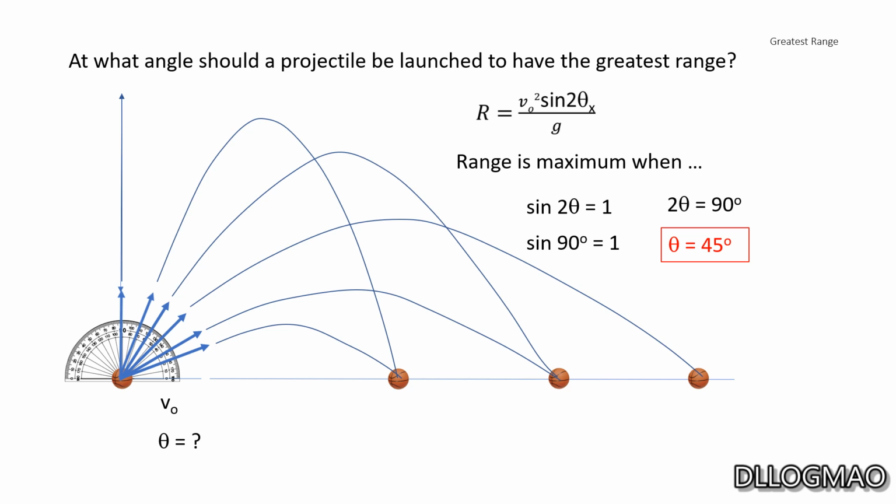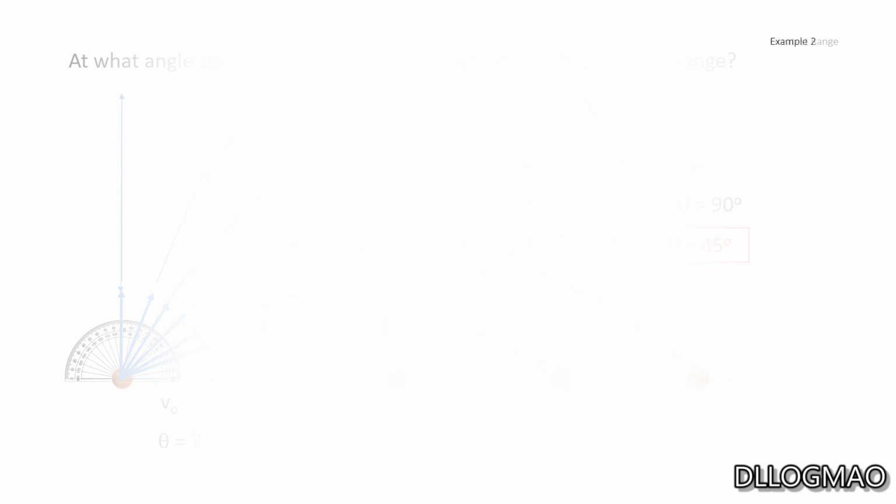So if you are playing sports like shot put, javelin throw, discus throw, archery, or ball games like basketball, volleyball, soccer, football, aim to release at 45 degrees to attain the greatest range. Let's have the second example problem.